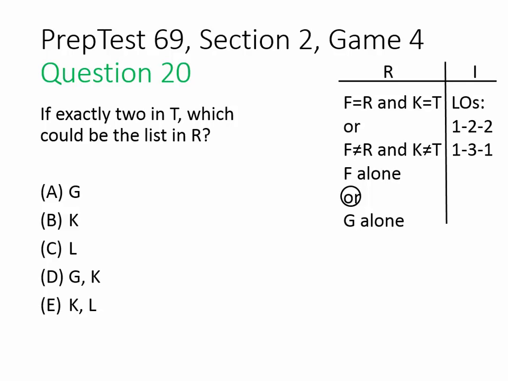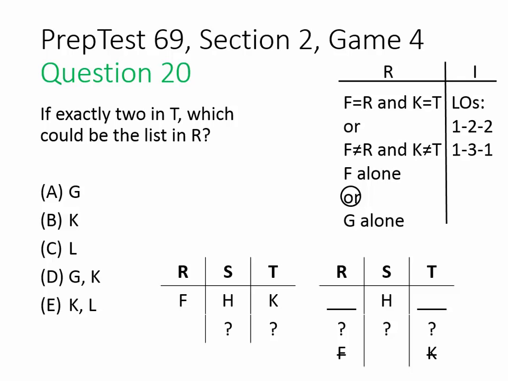Prep test 69, game number 4, question 20, asks us, if exactly 2 people are assigned to case T, which of the following could be the list of people assigned to case R? So let's pull up our limited options here again, and if you don't know where they came from, either watch the setup video or pause this video and figure it out for yourself and hit play when you're ready to continue. So, what if we have exactly 2 in T?